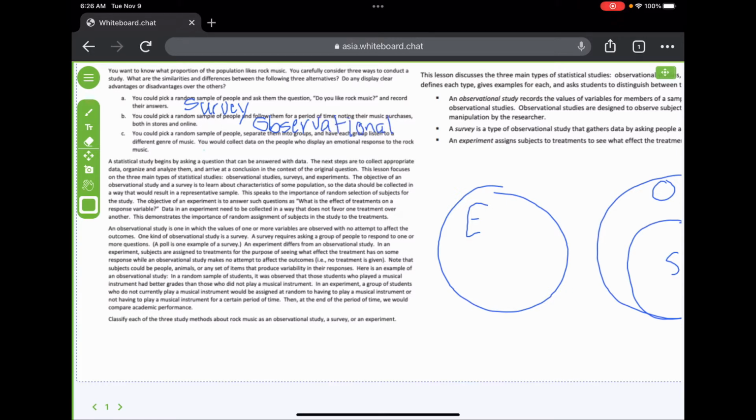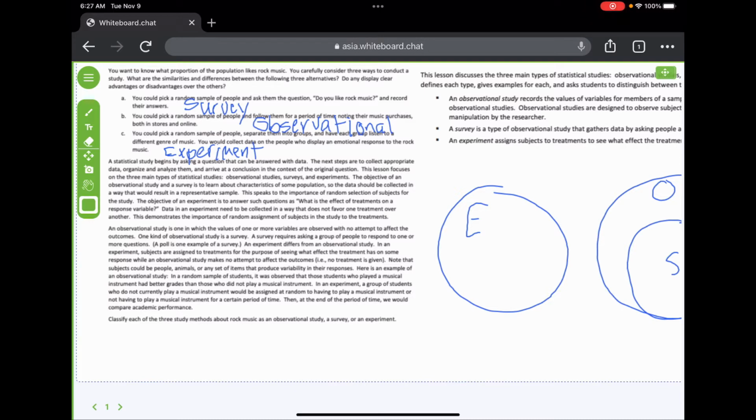Okay. You can pick a random sample of people, separate them into groups, and have each group listen to a different genre of music. You would collect data on the people who display an emotional response to the rock music. Okay, so this is where you would run into an experiment, because you've done something to the people, right? You've put them in a group to listen to a genre of music. So you're doing some type of manipulation in that.